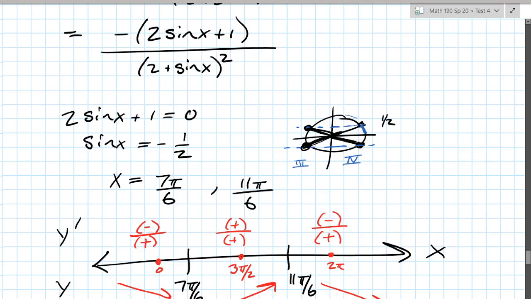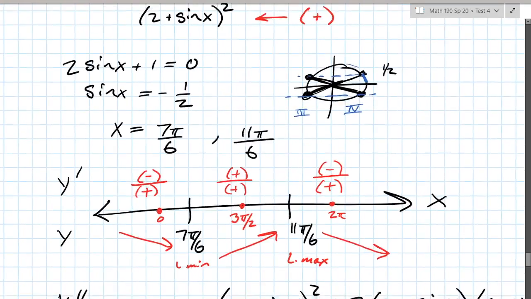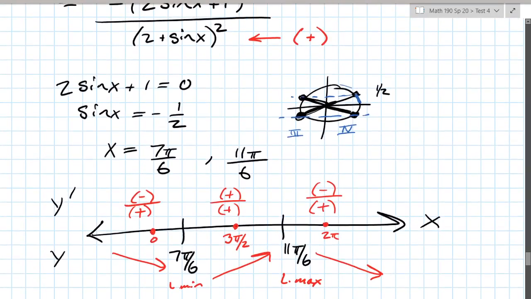When x equals 0, sine of 0 is 0, so 2 times 0 is 0, plus 1 is 1. The opposite of that is a negative number up top. Notice that the denominator is always positive for this fraction, since you have already noted that 2 plus sine x is a number between 1 and 3, and when you square it, it will be positive. So our number line becomes something like this: decreasing, then increasing, then decreasing.